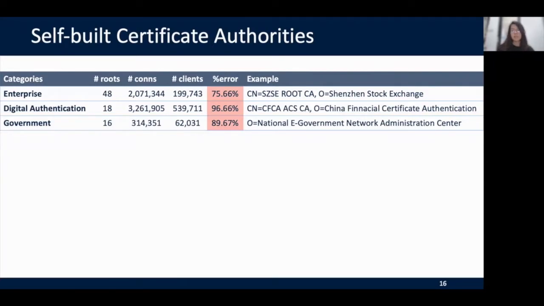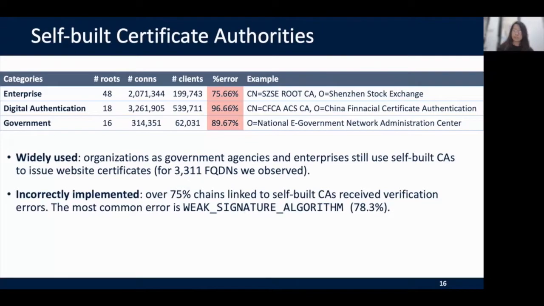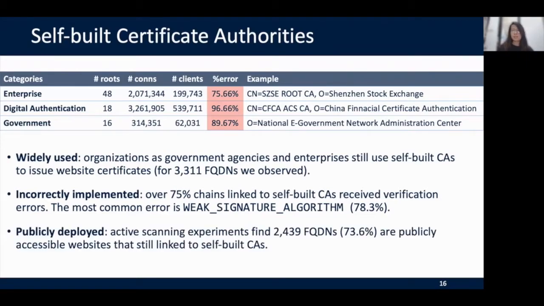Despite not being recommended by the security community, we found self-built CAs are still widely used to issue website certificates covering over 3,000 FQDNs, mainly by organizations like government agencies and enterprises. However, they work disappointingly, with over 75% of the chains issued being invalid for various reasons. One may suspect that self-built CAs are primarily used in the internal network, thus their security impact would be limited. However, through active scanning experiments, we confirmed that over 70% of FQDNs using self-built CA issued certificates were providing public network services.